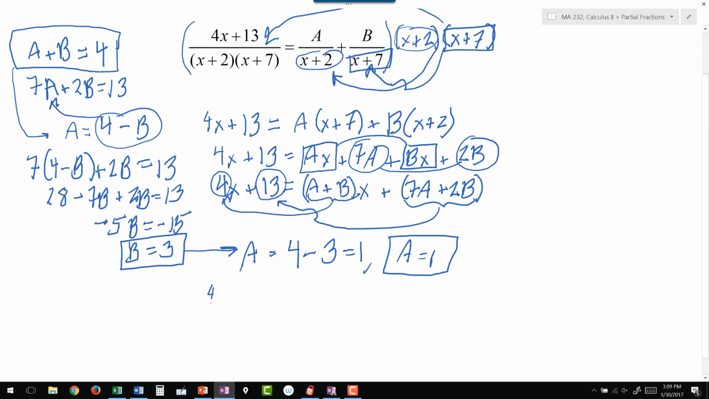In conclusion, what we've done is we have shown that we could take a more difficult rational function, the original 4x plus 13 over x plus 2 times x plus 7, and we can rewrite that as the sum of two simpler functions. And this will be particularly handy when we go to integrate.